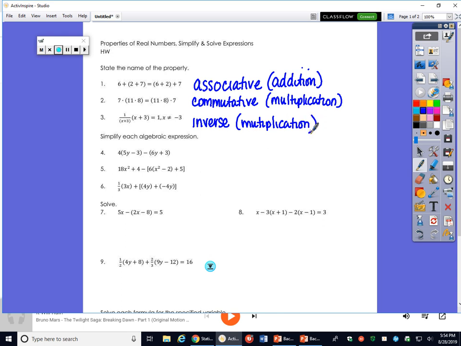Okay, so simplify each algebraic expression. So we're going to have to distribute, which is going to give us 20y minus 12. And then we have to distribute this negative sign, which is going to give us negative 6y and negative 3. And then we want to combine our like terms. So the 20y and the minus 6y is going to become 14y, and the negative 12 and negative 3 is going to become negative 15, and that would be simplified.